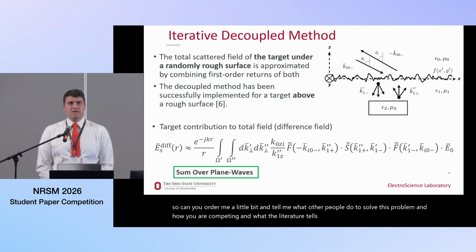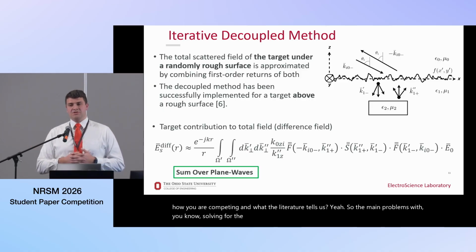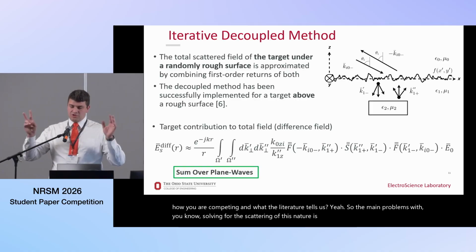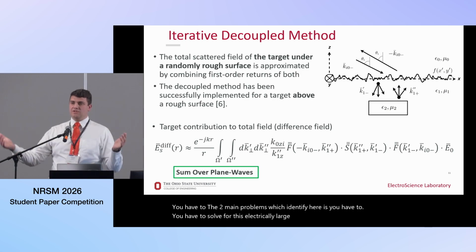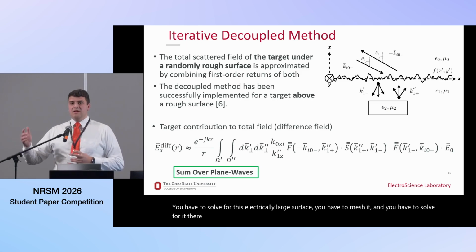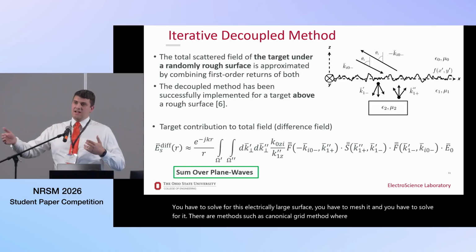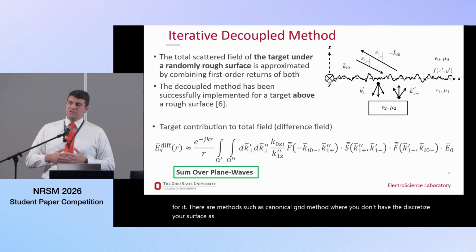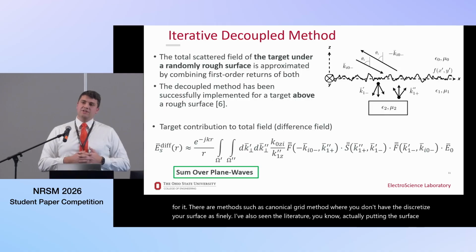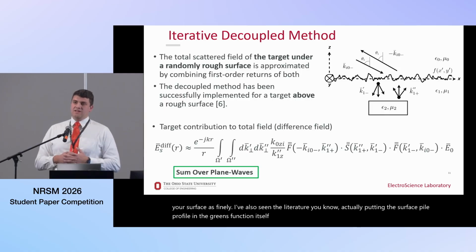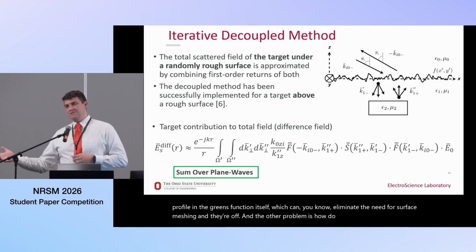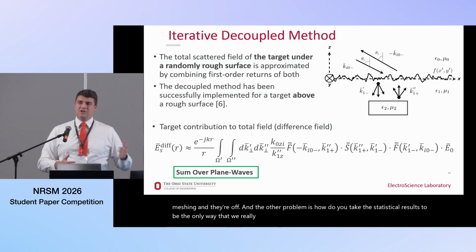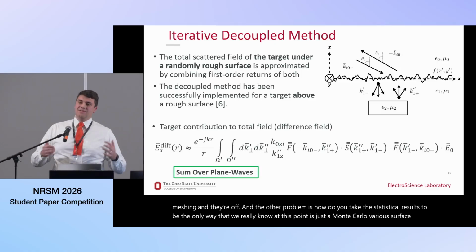Yeah, so the main problems with solving scattering of this nature are two. First, you have to solve for this electrically large surface. You have to mesh it, and you have to solve for it. There are methods such as the canonical grid method where you don't have to discretize your surface as finely. I've also seen in the literature putting the surface profile in the Green's function itself, which can eliminate the need for surface meshing. And the other problem is how do you take the statistical results, because the only way we really know at this point is Monte Carlo: various surface realizations, then backing out the statistics.